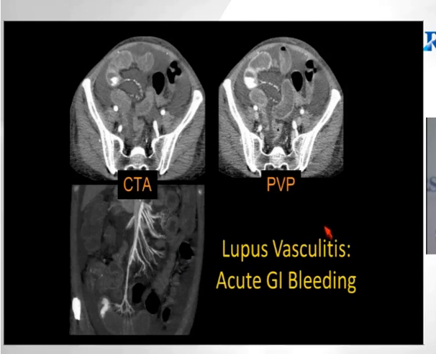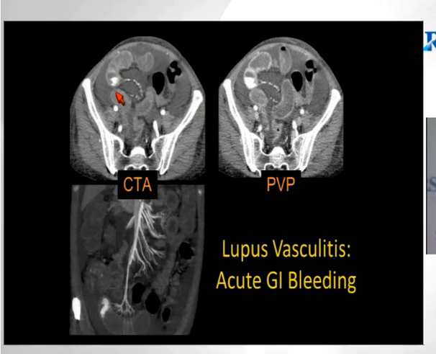Other more infrequent conditions that one can see: this was a very sick patient with lupus vasculitis who presented with bleeding. We predicted that the cause of the bleed was likely the vasculitis itself. Still, because of the risk of doing angiography in this particular patient, we preferred to do a CTA, localize, and determine whether the patient was bleeding acutely at that time.